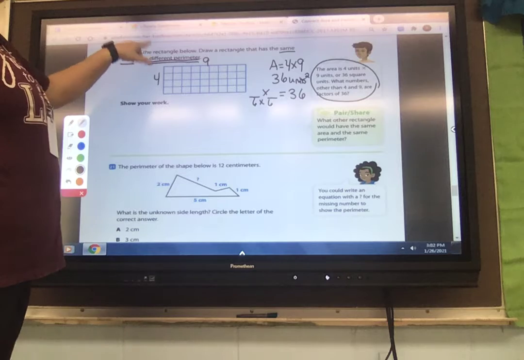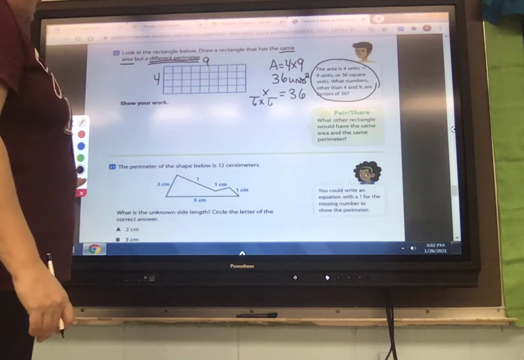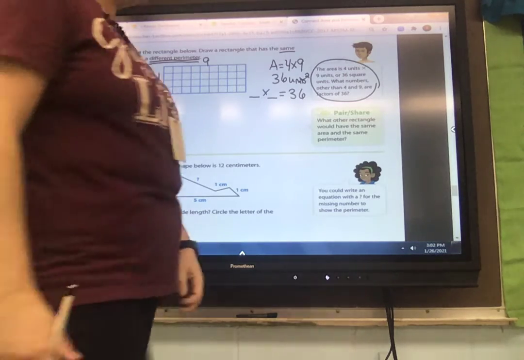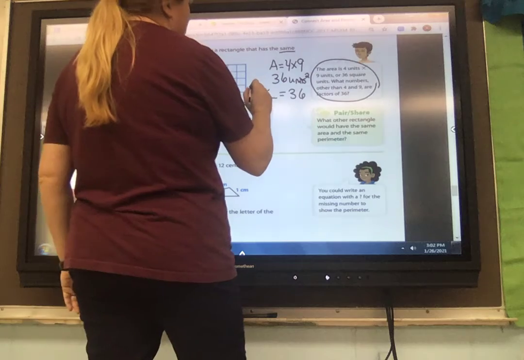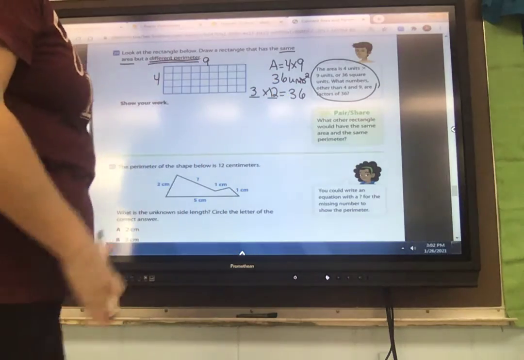Yeah, because remember, squares are rectangles. Even though it asks for a rectangle, a square is a rectangle. So I would count that as correct. I'm not going to use that one. I'm actually going to use 3 and 12. But you are more than welcome to pick a different one.